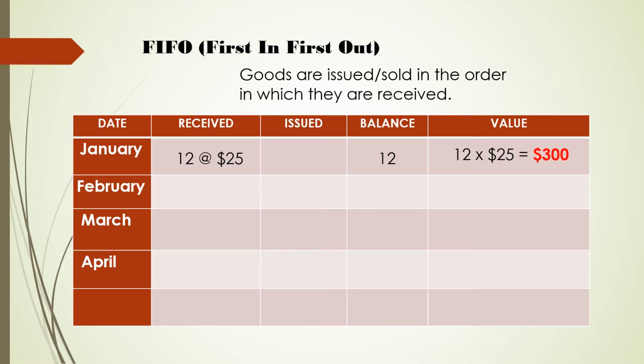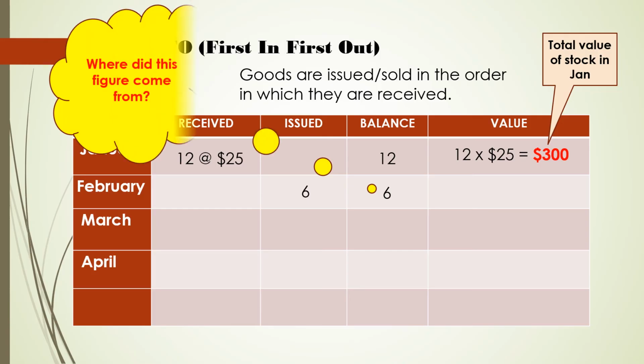To determine the value of stock at the end of January, we multiply the number of units by the cost per unit, and this would give us our total value of stock as at the end of January. In this case, our total value of stock is $300. In February, there were issues from the existing stock where 6 reams of paper were issued. Our balance in stock now stands at 6.